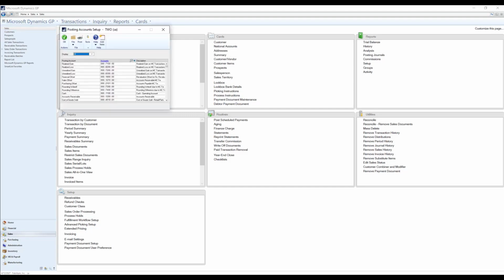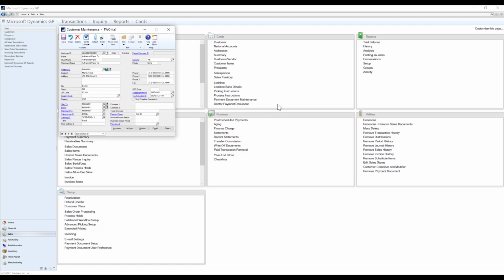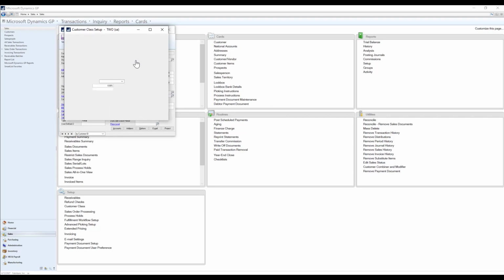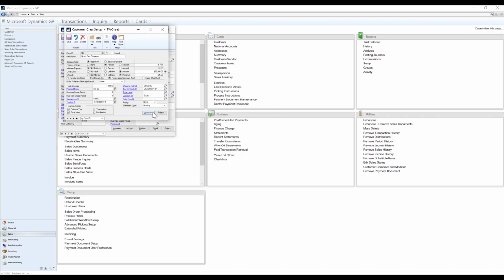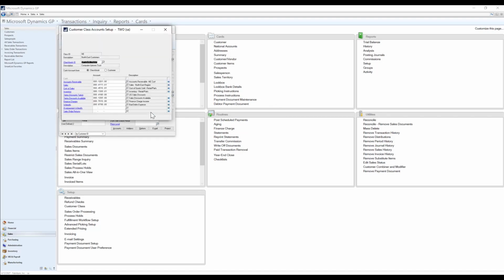In this example, in the Posting Account Setup window, we have defined accounts for all default accounts, including the Accounts Receivable account. If I go to one of the customers in GP, I can see that the customer is assigned to a specific class. And in that class, we have categorized those transactions posted from customers in this class to use a different accounts receivable account. And then in rare cases, you can define more granularity and enter in unique accounts for individual customers. Similar logic can be applied to vendors and items.